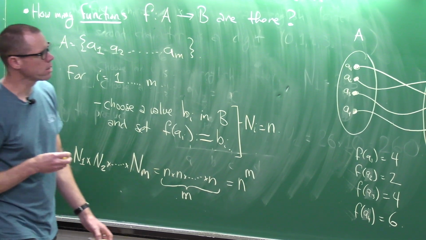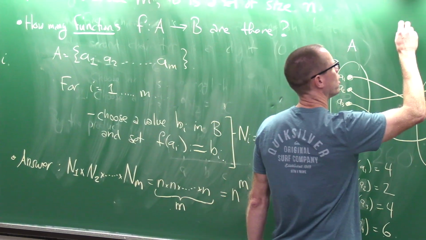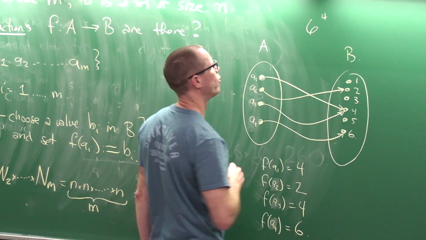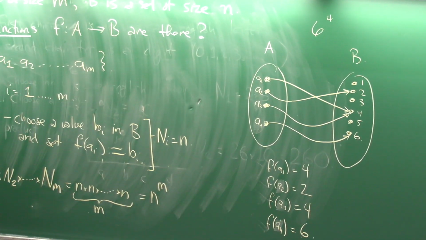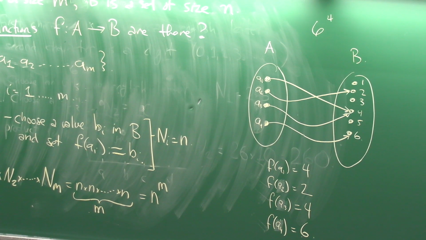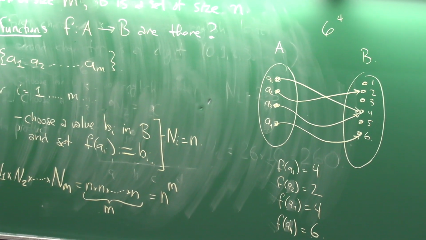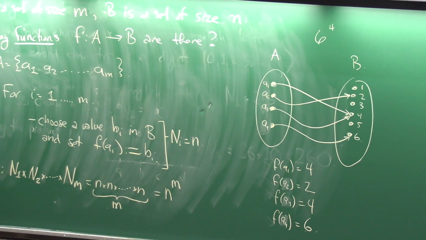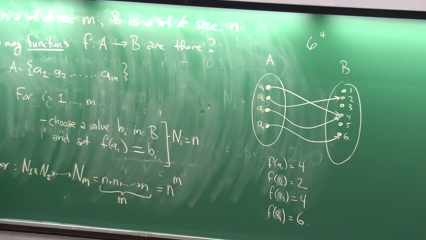So in this case, it's 6 to the 4. There's 4 times that we make a choice, and we have 6 options for each of those choices.